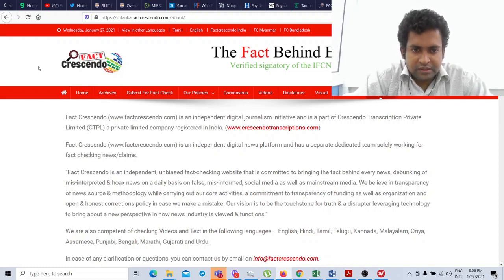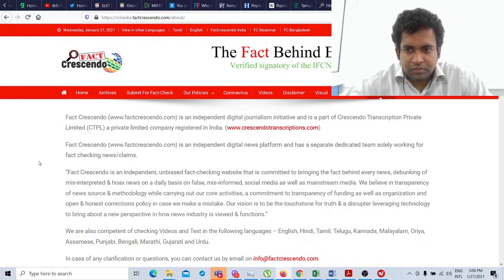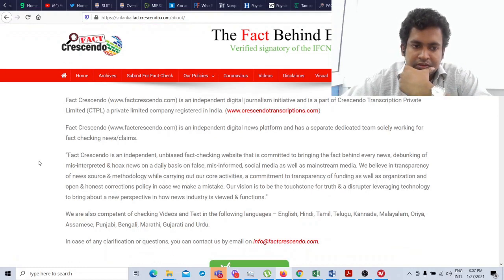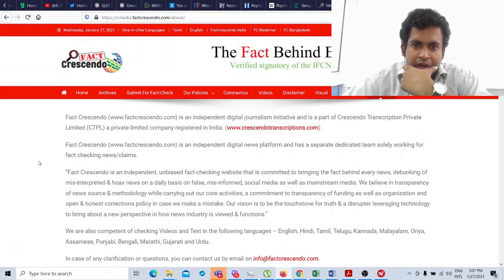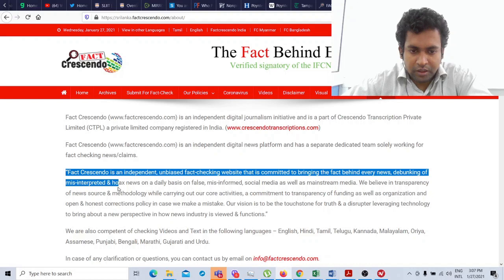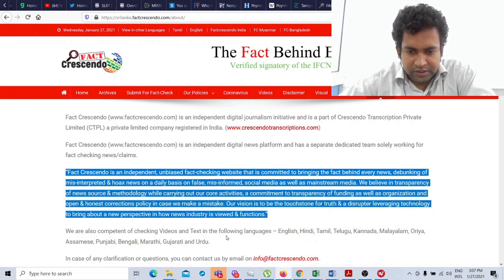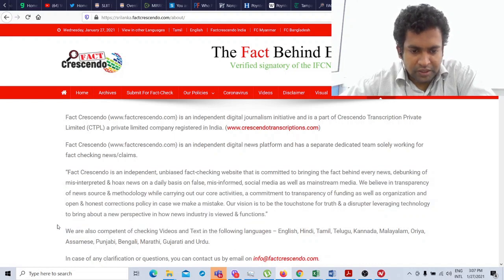When you post something in Sinhala, if it is deviating from some kind of a standard narrative, Facebook will flag it as inaccurate. Now, if you go to the website of factcresendo, they claim that they are an independent, unbiased fact-checking website, and so on. And apparently they support so many different languages in the region, including Sinhalese.